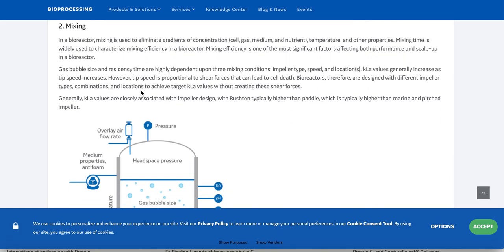Mixing. In a bioreactor, mixing is used to eliminate gradients of concentration, temperature, and other properties. Mixing time is widely used to characterize mixing efficiency in a bioreactor. Mixing efficiency is one of the most significant factors affecting both performance and scale-up in a bioreactor. Gas bubble size and residence time are highly dependent upon three mixing conditions: impeller type, speed, and location.